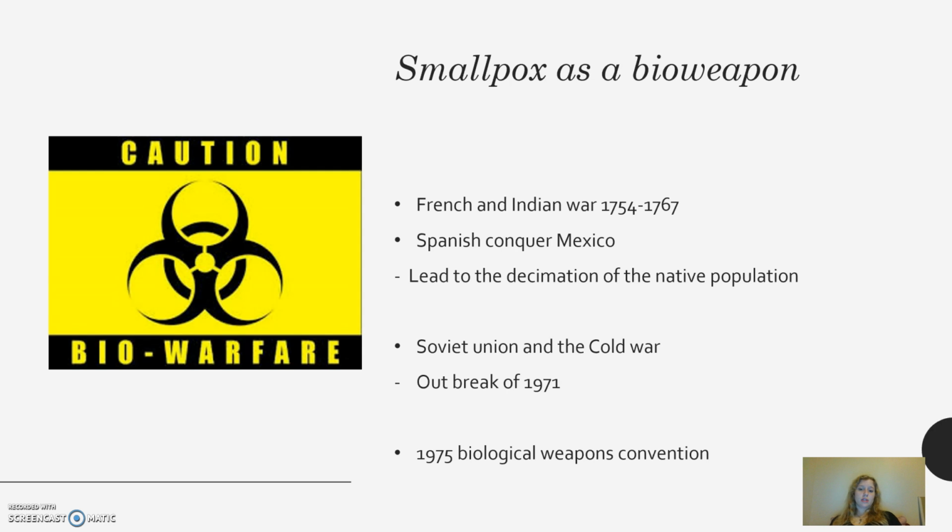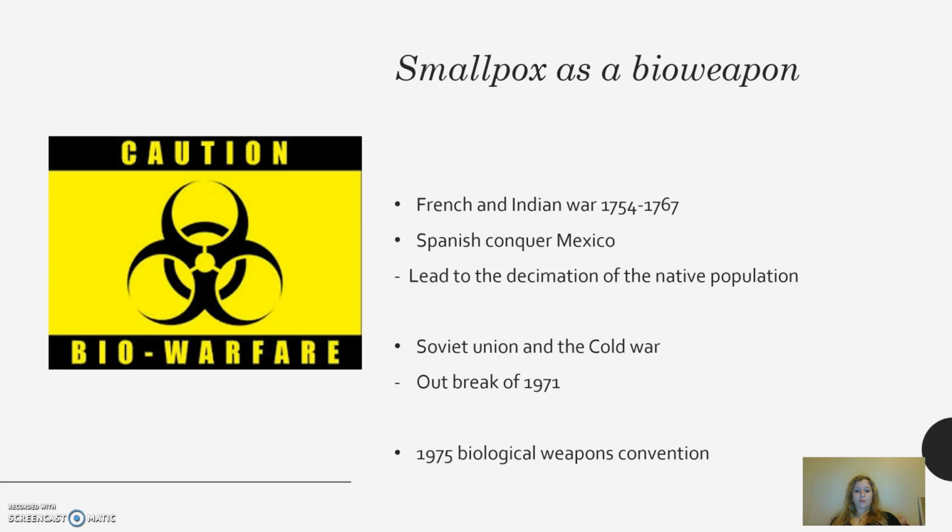So smallpox has been used as a bioweapon before, and the most prevalent case really was during the French and Indian War, where the British soldiers gave the Native Americans who were allied with the French blankets that were infected with the smallpox virus. A lethal subsequent smallpox epidemic swept the native population because of this. And then another case would be the Soviet Union, who produced massive amounts of the smallpox virus during the Cold War, with the intention of using it as a bioweapon.